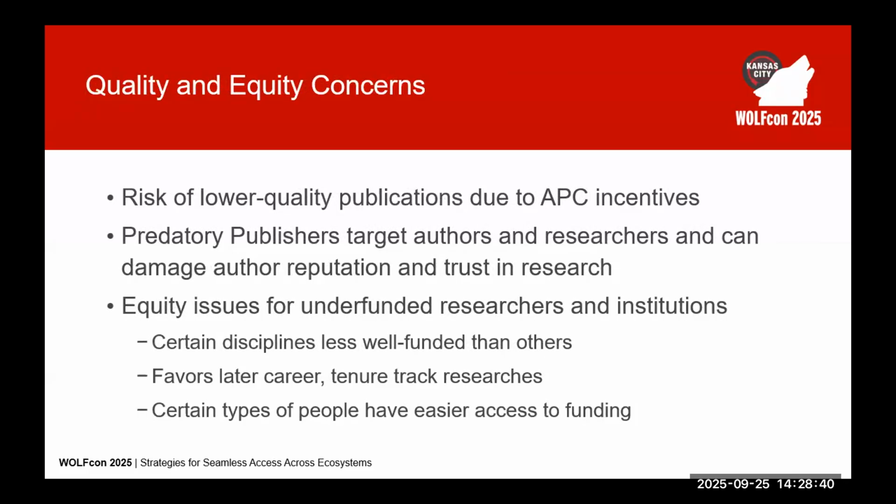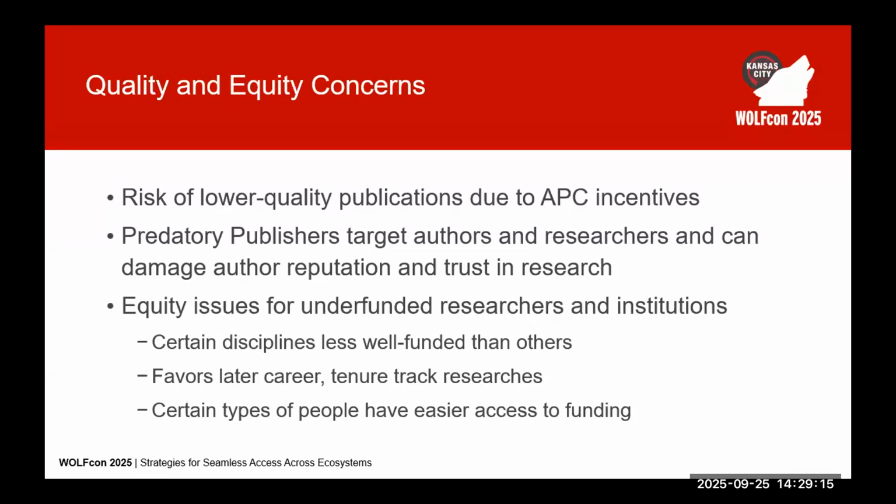And then just a few more quality and equity concerns. Again, these APC initiatives can sometimes create an influx of lower quality publications. There's a whole industry of predatory publishing, where there are these bogus journals with non-rigorous peer review testing that target authors directly. And that can really damage both author reputation and also just generally trust in the quality of research.